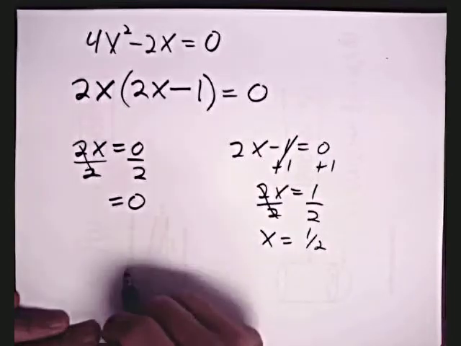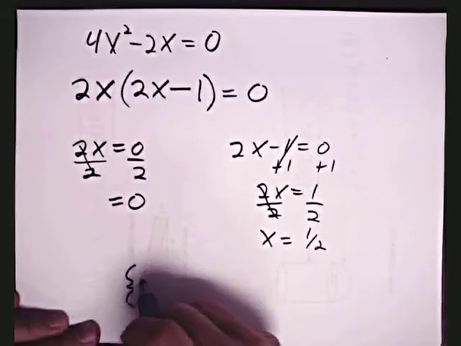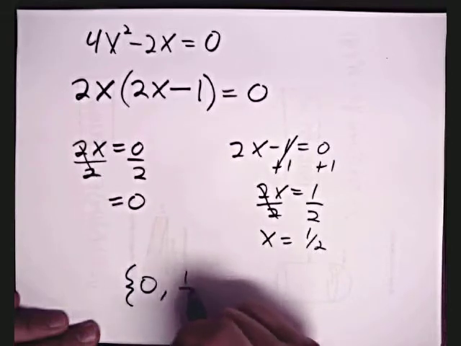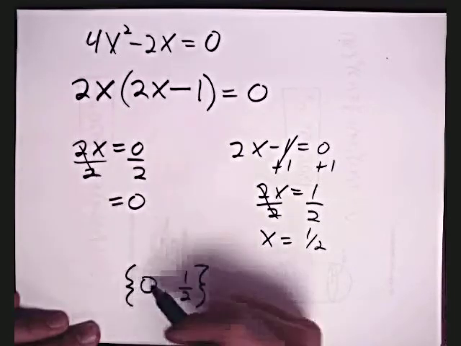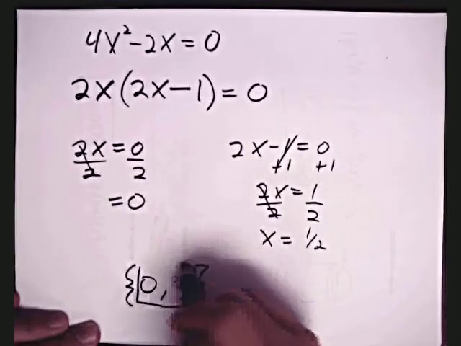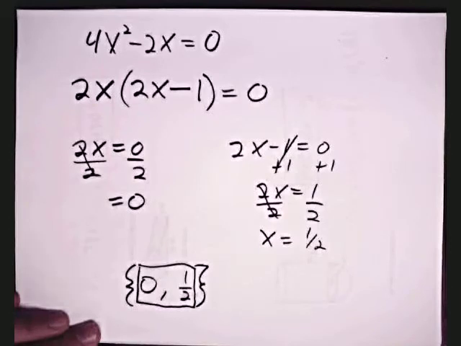So our solution set is 0, 1/2. Order's not important. 1/2, 0, same thing. And remember, in your homework, you will just be filling in this box if you have the solution symbol. You don't need to put the set symbol yourself.